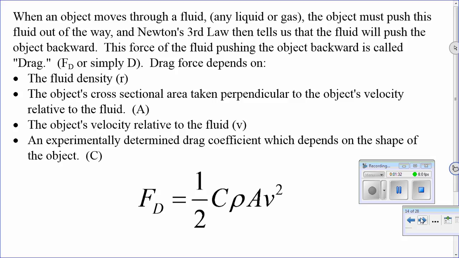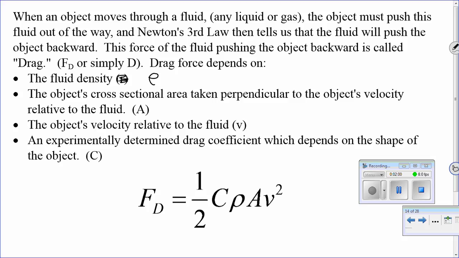The book uses capital letter D for it. Again, I always put a capital F in front of it, so capital F subscript D, force of drag. Okay? Now, how much drag force there is depends on what? Four things. All right? So the first thing it depends on is fluid density. And like I said, every time I open this up, I lose my formatting. Fluid density is not R. It's the Greek letter rho. Okay? So that's the density of the substance that you're in.